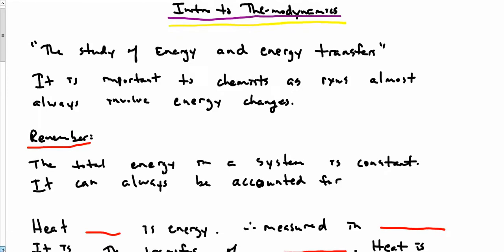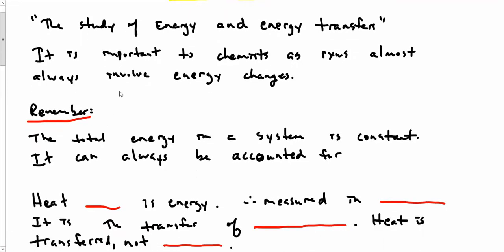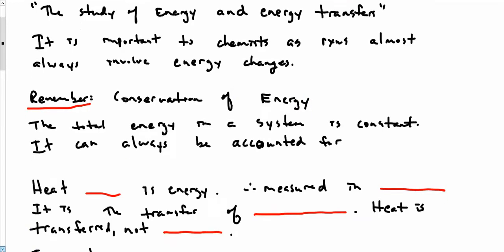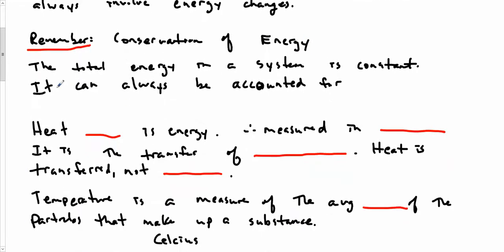Let's remember that the total energy in a system is constant, right? And we call this conservation of energy. Now, I'd like to add in, it can always be accounted for, because often we talk about energy's lost here, energy's lost there, and that can be confusing when we are also told that the energy in a system is constant. So I like to always say that it's being accounted for, it's not disappearing, it's not being created or destroyed.